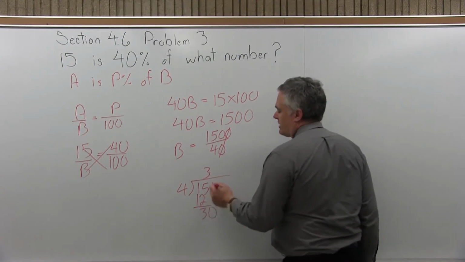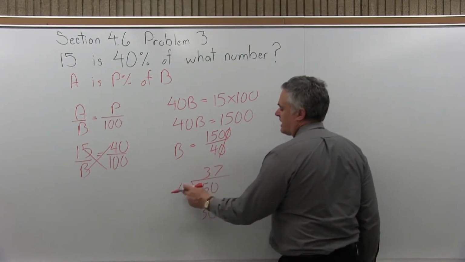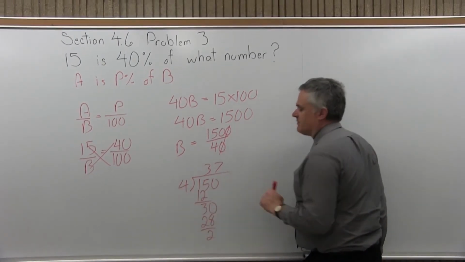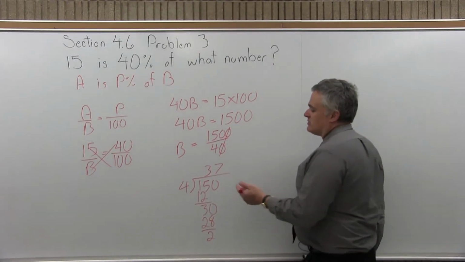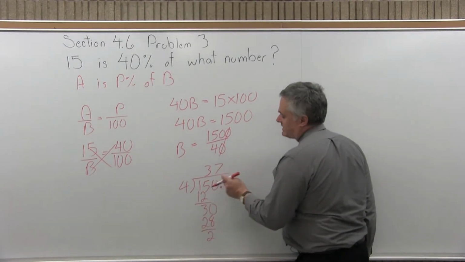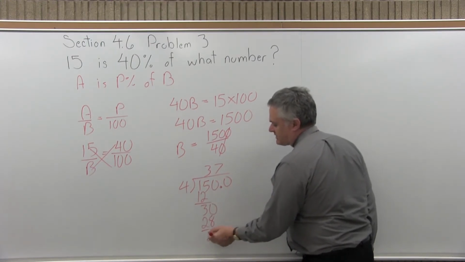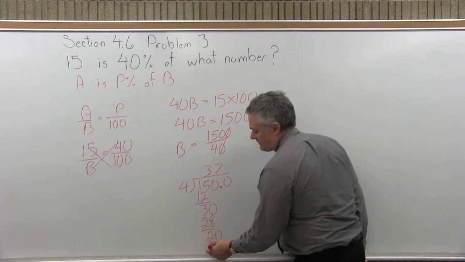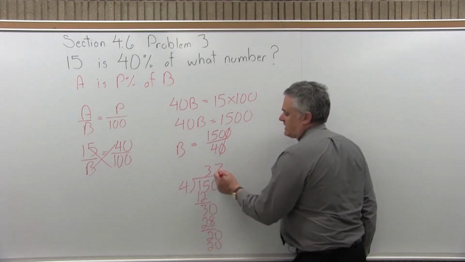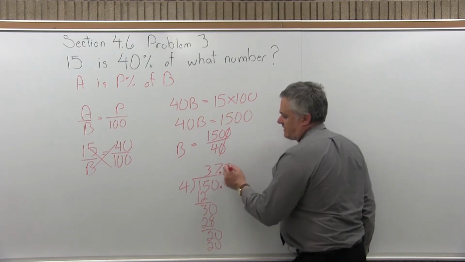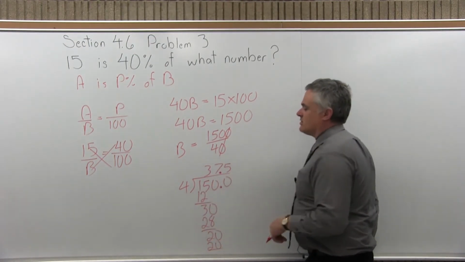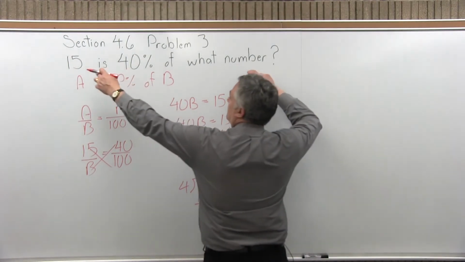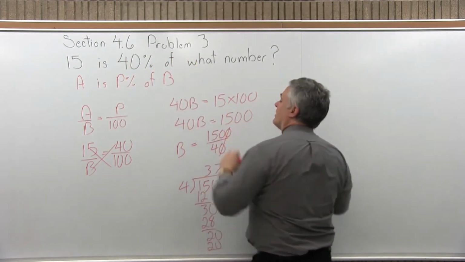4 divides into 30. It won't quite go evenly. 7 is as close as we'll get. 7 times 4 is 28. We have a remainder of 2. So to deal with this, what you do is think of the 150 as 150.0, and then you have a next digit that you can bring down. The 0 comes down next to the 2. So we have 20. 4 divides into 20 evenly. It's 5 times. And the decimal that we added has to come straight up vertically. And 5 times 4 is 20, and when you subtract, there's no remainder. So the answer is 37.5. That's the B. 15 is 40% of 37.5.